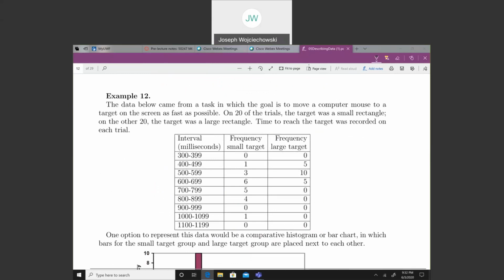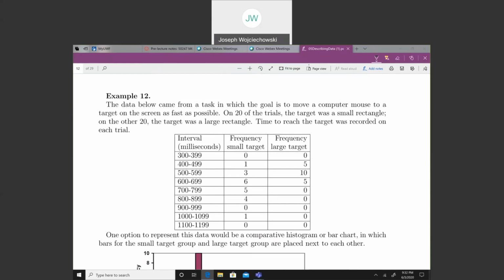So the data below come from a task in which the goal is to move a computer mouse to a target on the screen as fast as possible. On 20 of the trials, the target was a small rectangle. On the other 20, the target was a large rectangle. Time to reach the target was recorded on each trial.